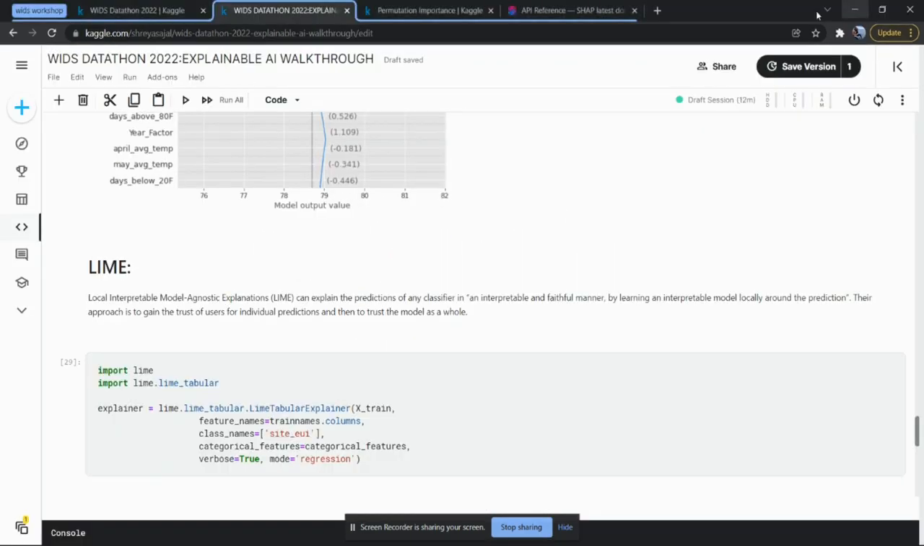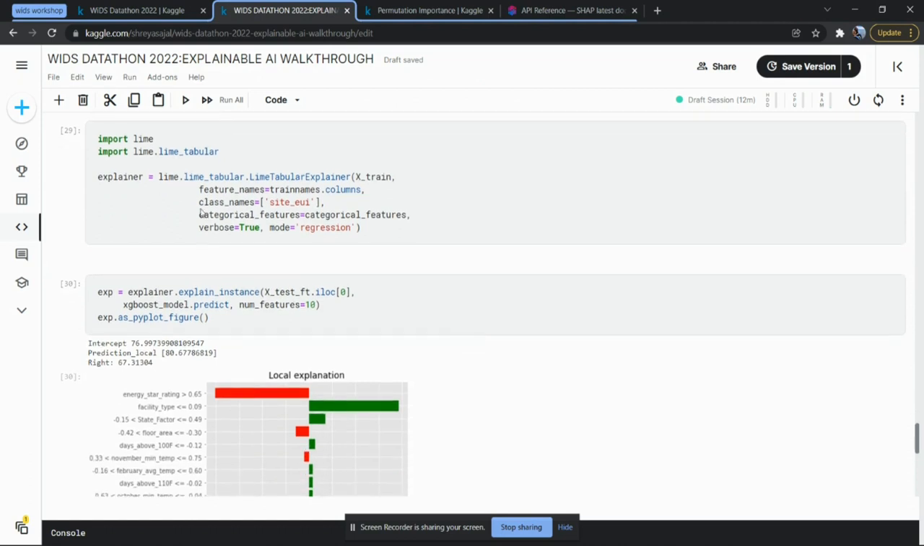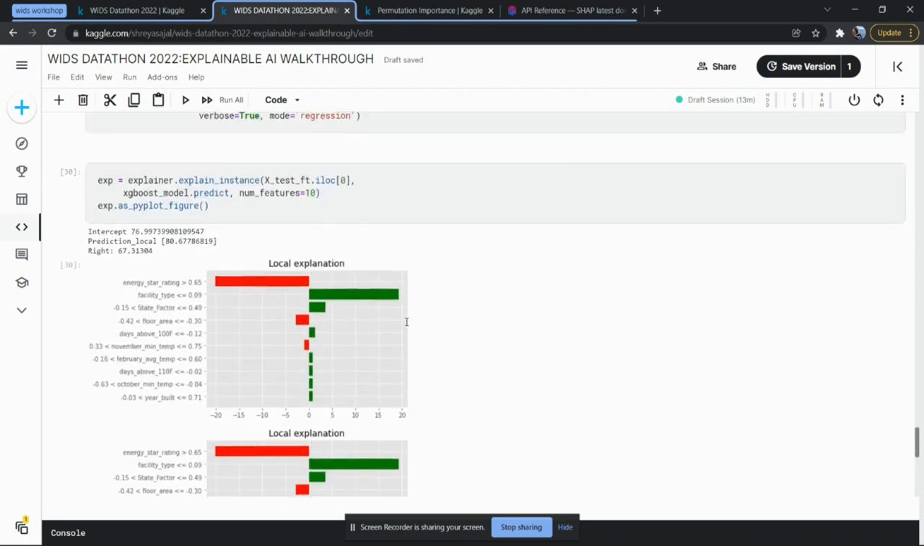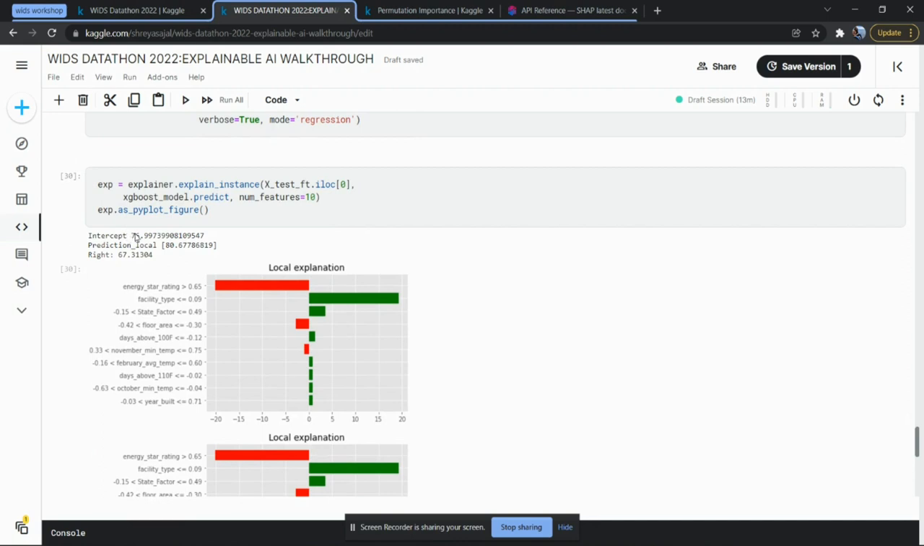We can move further to our case where we have LIME tabular, because we have LIME text and LIME images as well, for other tasks in natural language processing and computer vision. So we are looking at LIME tabular right now because ours is tabular data, continuous variables, some categorical features as well, then explainer explain. So this local explanation that you are getting is actually intercept is 76.99.